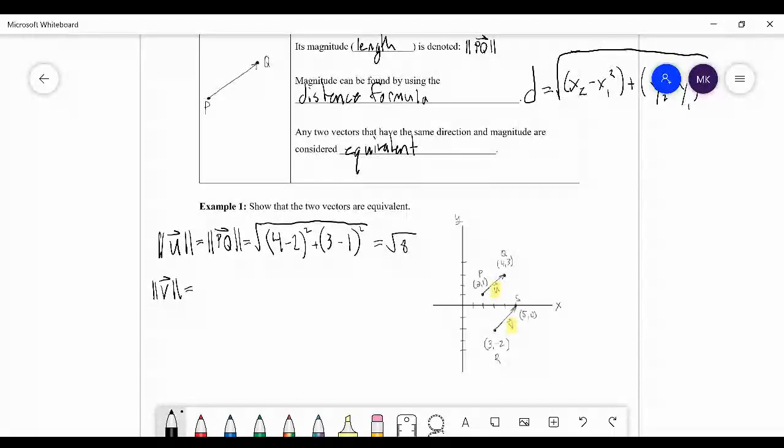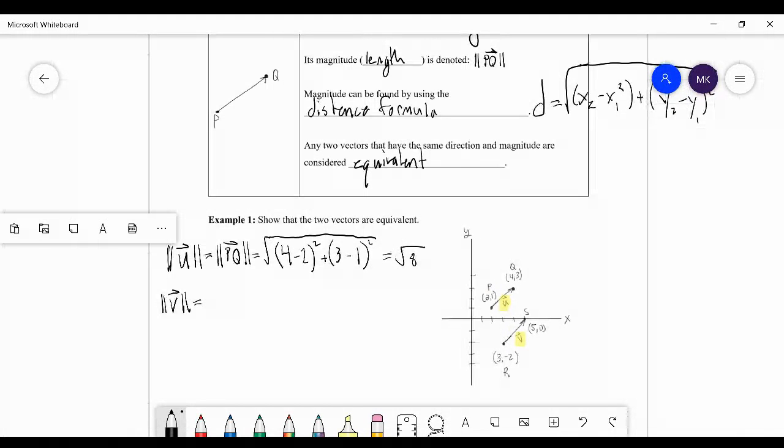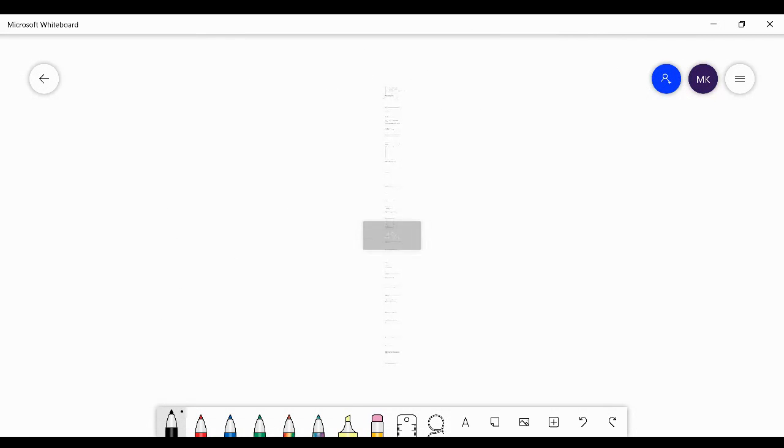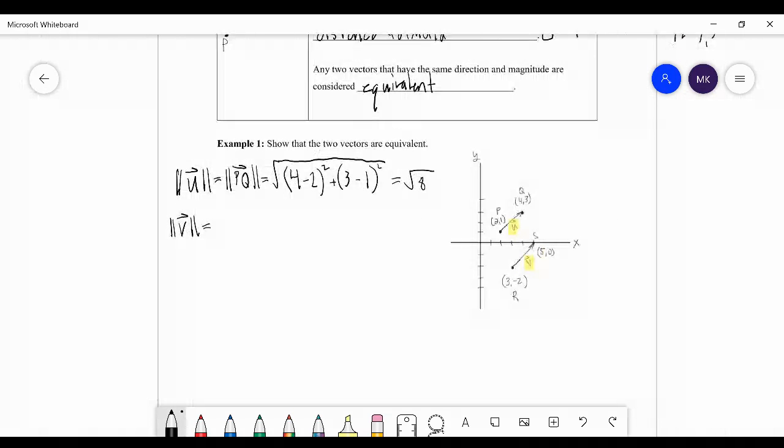But just like any variable, you can always choose any letters you want, as long as it's appropriate to the problem. So the magnitude of vector v is the same as the magnitude of the directed line segment RS, which is the square root of 5 minus 3 squared plus 0 minus negative 2 squared, which also comes out to be the square root of 8. So these both have the same magnitude.